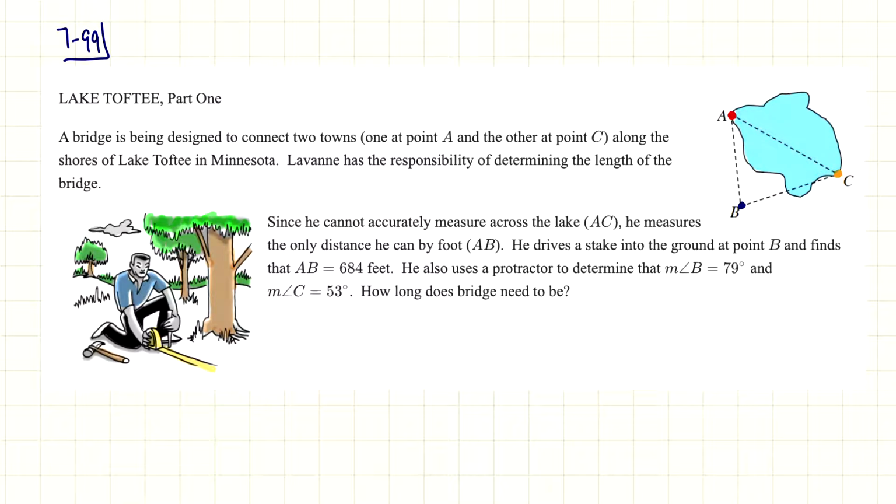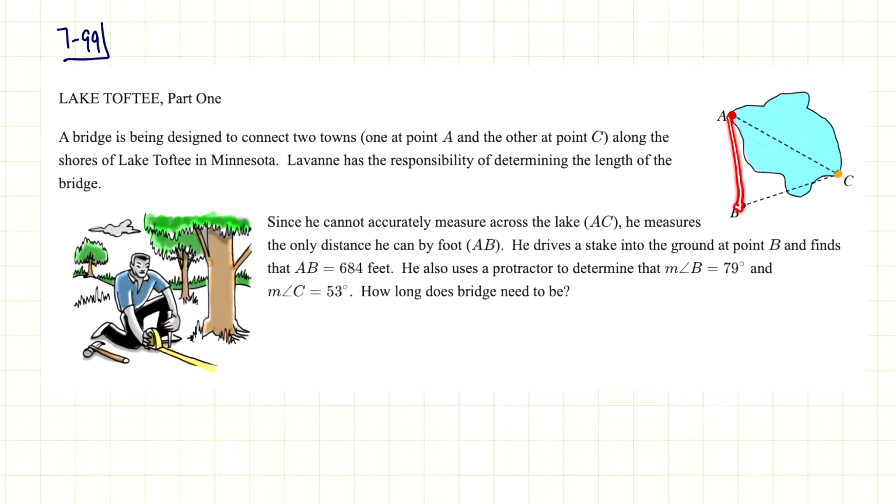Lavan has the responsibility of determining the length of the bridge. So we want to know how long this bridge needs to be from A to C. Now, since he cannot accurately measure across the lake, he doesn't have the means to measure the distance from A to C. He measures only the distance he can by foot. So he measures the distance from point A to B, because this is on land, and he could actually walk and calculate the distance.